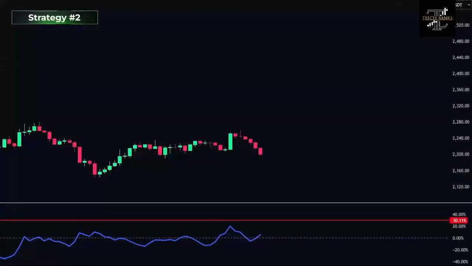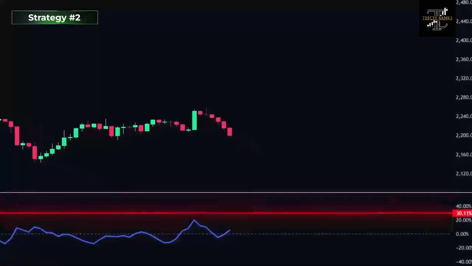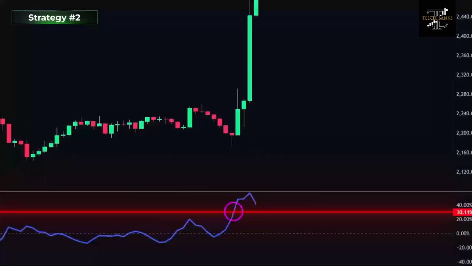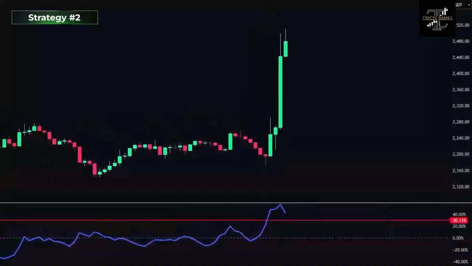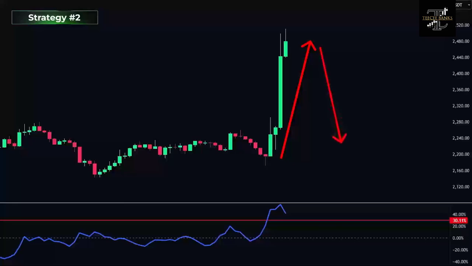Again, the first thing we want to see is a volume spike crossing above the 30% level, like in this example. Next, identify the trend that led to that volume spike. In this case, it's an uptrend, which means we're waiting for this trend to end so we can time the short entry and profit off the reversal.